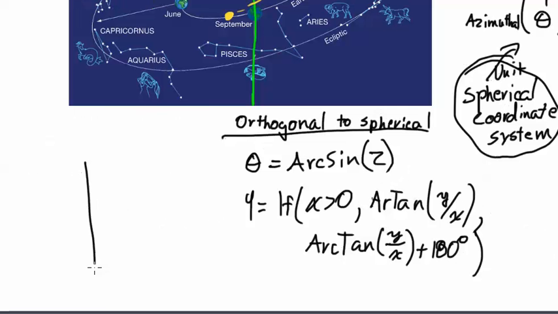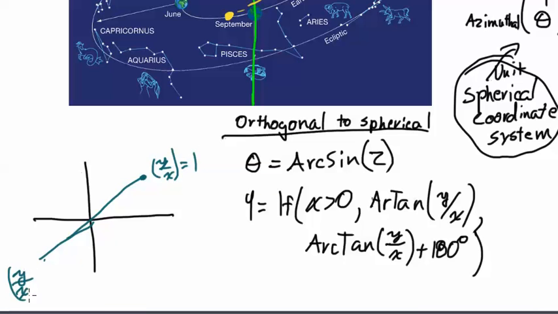So if you want to see that, imagine I have a line coming through right here, and this is y. The y over x from this is 1. The y over x from this is negative 1 over negative 1, which is also 1. So if x is on the positive side, then we'll have a 45 degree angle. But if x is on the negative side, we would have a 225 degree angle. So tangent will give us 45 degrees in either case. And the key element separating the two is whether or not x is greater than 0.